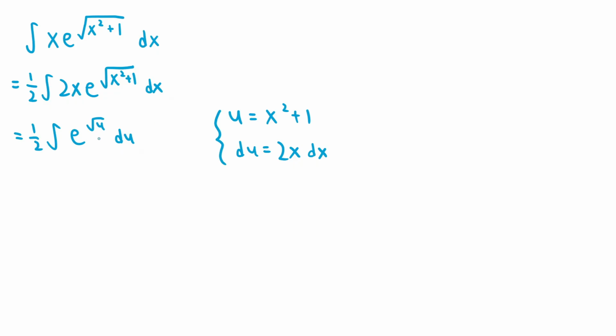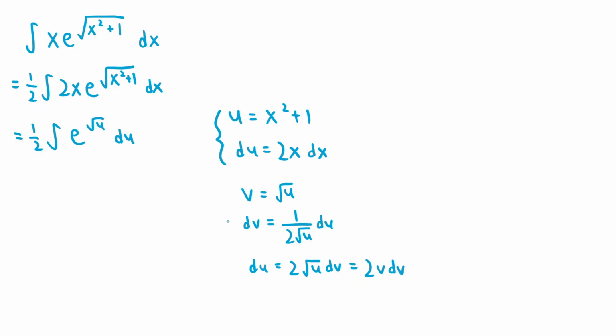To deal with the square root of u in the exponent, I'm just going to do another substitution and let v equal the square root of u, which means dv equals 1 over 2 square root of u du. If we multiply both sides of this equation, we get du equals 2 square root of u dv, and since v equals the square root of u, 2 square root of u dv is just equal to 2v dv. So du equals 2v dv.